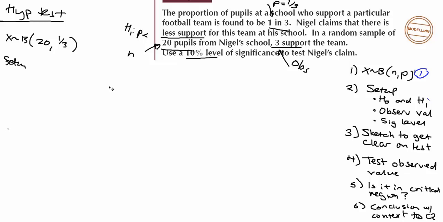Let's do the setup. H0, we're testing, is it 1/3? And we believe, hey, has it dropped? We support a particular football team, yeah? We think that's not the case anymore. So the observed value is 3. We picked 20 people and only 3 support the team. Is that too crazy for us to believe with the 1/3? We'll find out. Only time will tell.